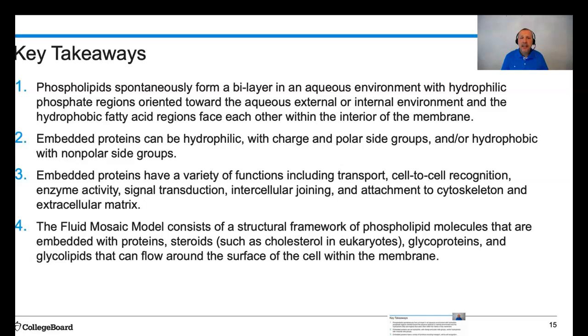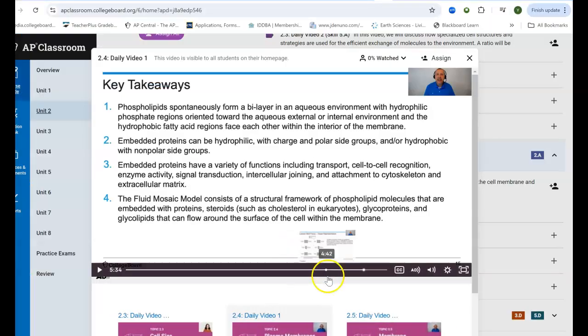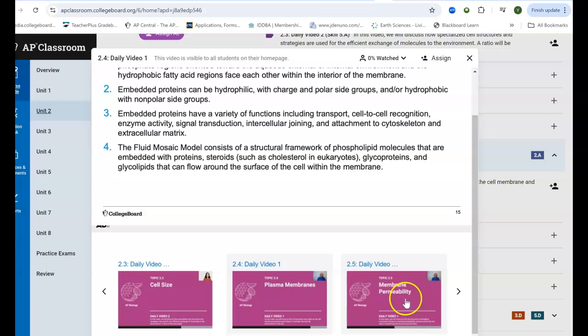No, the minute you dump phospholipids into an aqueous environment, it makes a bilayer. What it does is the tails all come together and try to stay away from the aqueous environment. What would happen if you threw the phospholipids into a non-aqueous environment? How would they orient themselves? Tails out, all the heads would come together into one area, trying to stay away from the non-aqueous environment. Okay? All right. On that note, now we're going to talk about permeability.